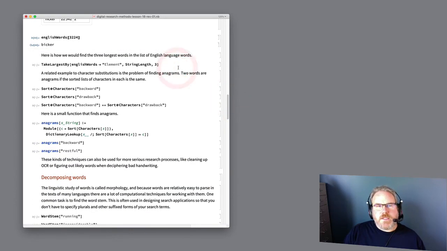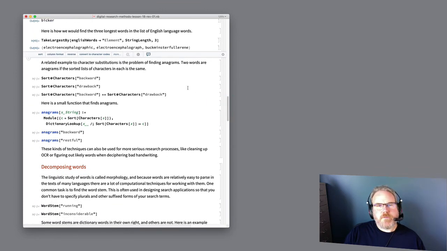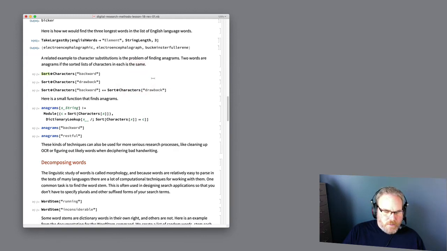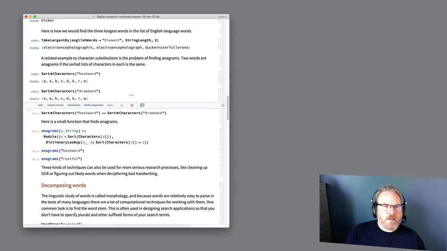We can also do things like find words based on particular criteria. So for example, if we say, what are the 3 longest words in this list of English language words? 3 scientific terms. And a related problem that we might do while we're exploring characters is to look for anagrams. So for example, if we sort the characters in backward, we get this list, A, B, C, D, K, R, W. If we sort the characters in drawback, we get the same list, A, B, C, D, K, R, W.